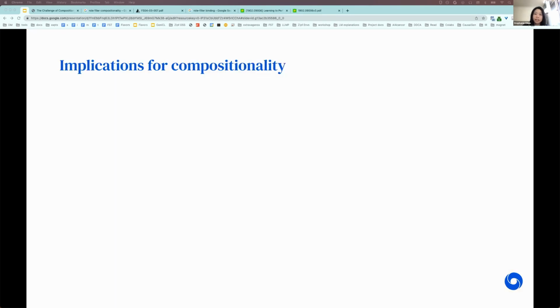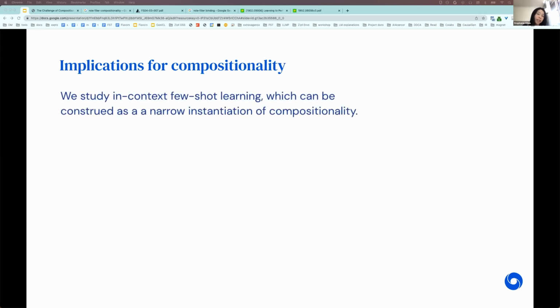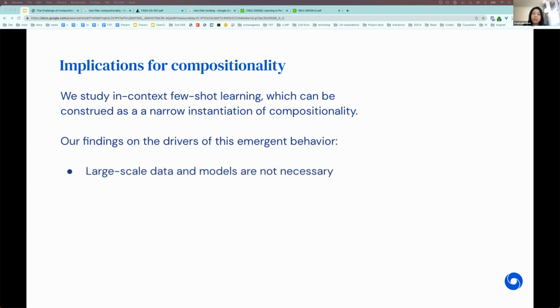So to conclude, in this work, we studied a very specific type of compositionality in the framework of in-context learning. And we found that, well, I didn't mention this before, but large-scale models or data are not really necessary for this kind of behavior to emerge. Both were relatively small in our experiment. That's not to say that scale wouldn't be helpful in other scenarios.